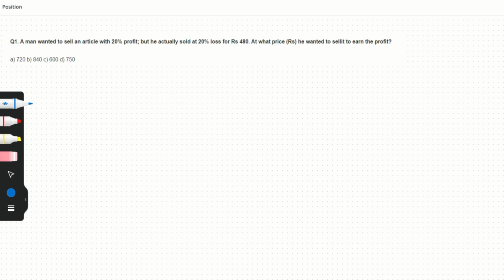So to find the answer, let us say he bought that at 100 rupees. Let's assume cost price is 100 rupees. If cost price is 100, then he wanted to sell that product at what price? Wanted to sell at 120, correct? 20% profit. He bought it at 100 and he wanted to sell it at 120.